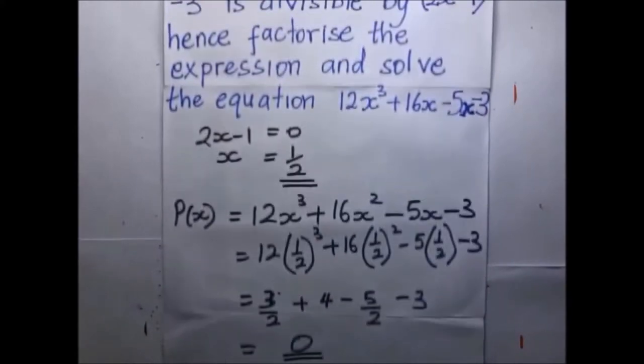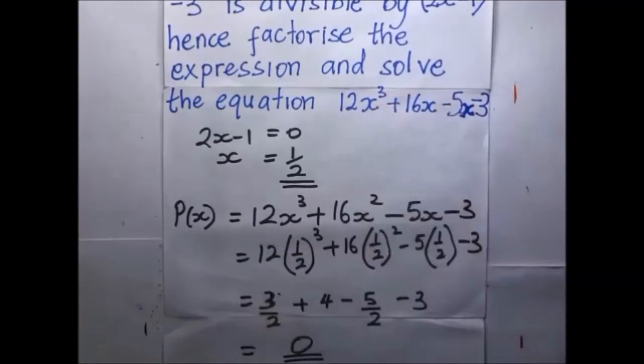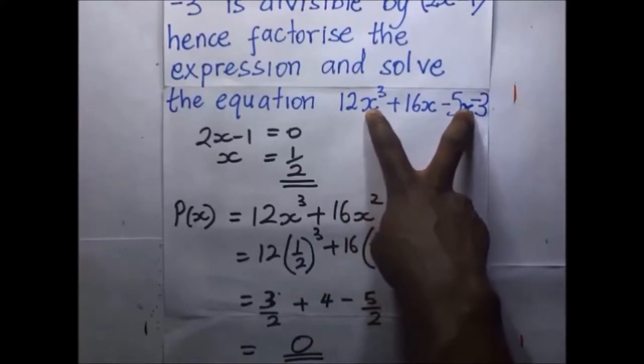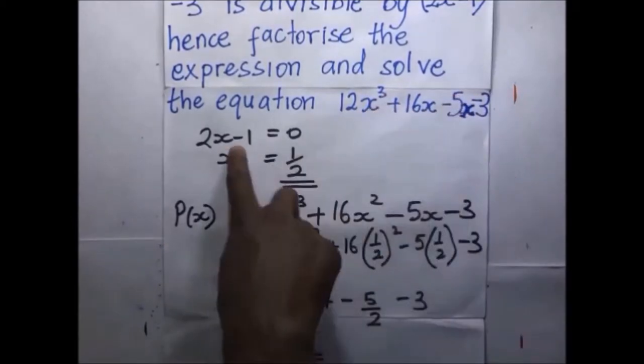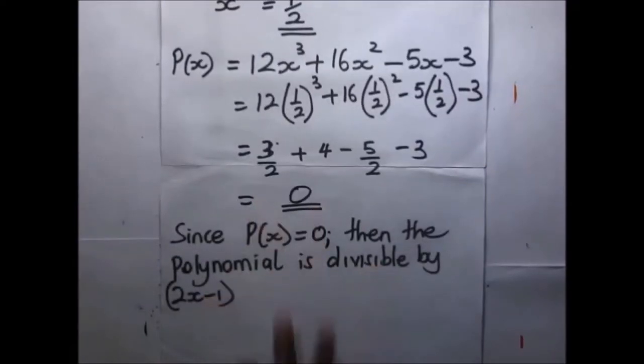Now the question is further asking us, hence, to factorize the expression and solve for the value of x. This is a polynomial of degree 3. So we go ahead and factorize it, but first we are going to do long division so that we break it down into a simpler form for us to be able to factorize it. We shall first use long division to divide this by this factor, knowing that our remainder will be 0.